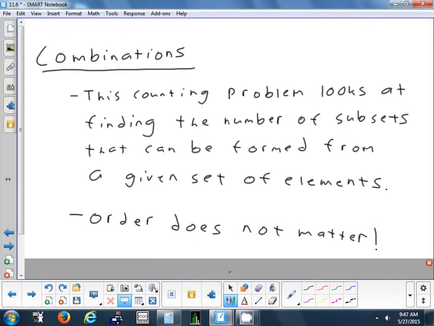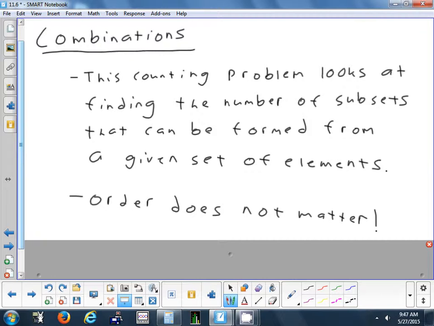Okay, so order doesn't matter. As I said earlier, poker hand. The order that you get your cards in, somebody's just going to give you 5 cards and they get 5 cards. It doesn't matter the order you get them in.